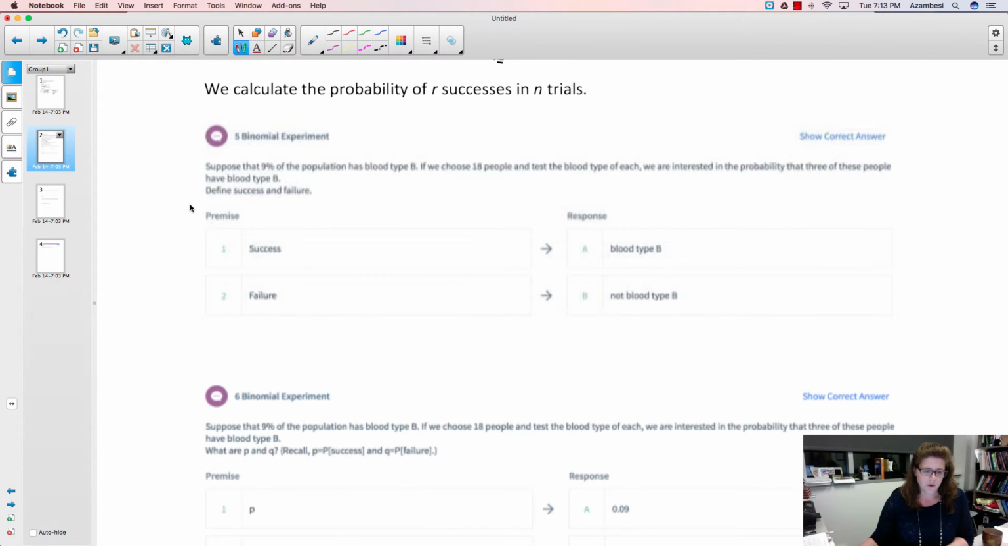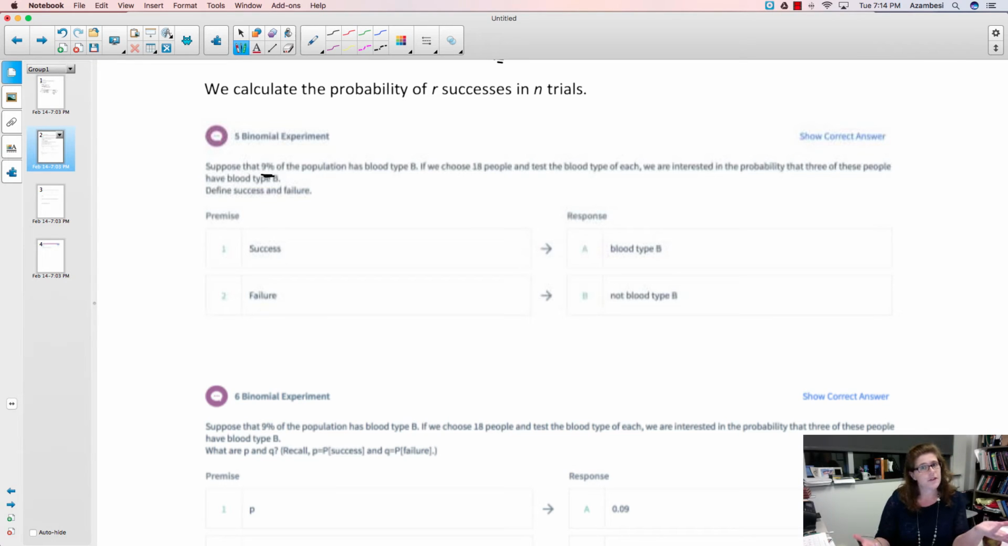So going forward, here's another top hat question. I apologize if it's a little bit fuzzy, it didn't convert well here. Suppose that 9% of the population has blood type B. If we choose 18 people and test the blood type of each, we're interested in the probability that 3 of these people have blood type B. So I wanted to define a success and a failure in this question.